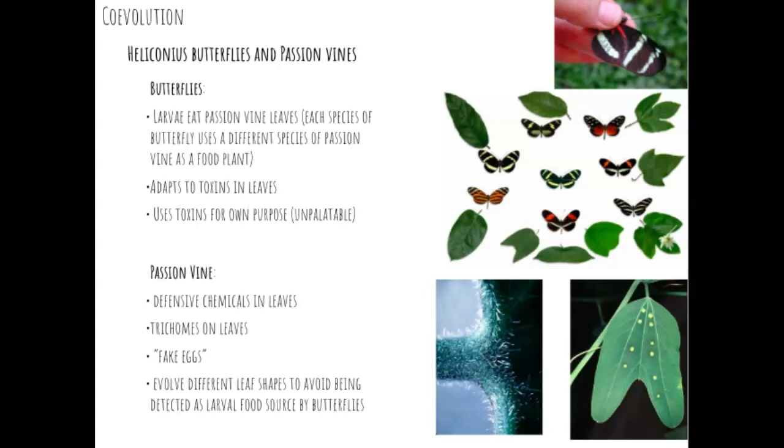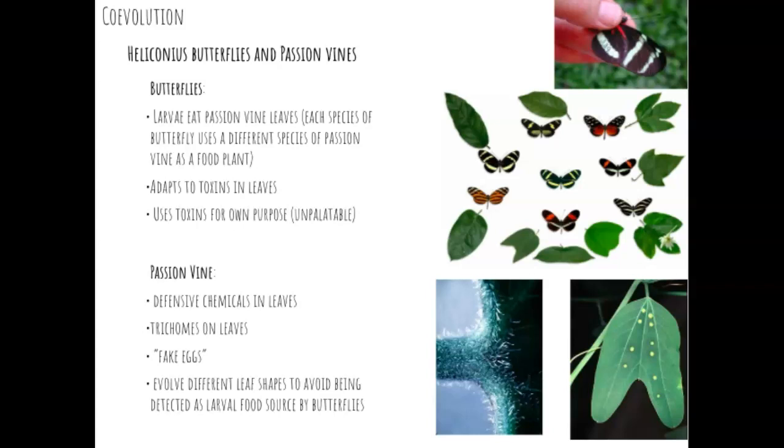The passion vines have also evolved different and really unique leaf shapes to avoid being detected as a larval food source by the butterflies. So they look very unusual in terms of their shapes, to try to look like something that is not something that the female would want to lay her eggs on.